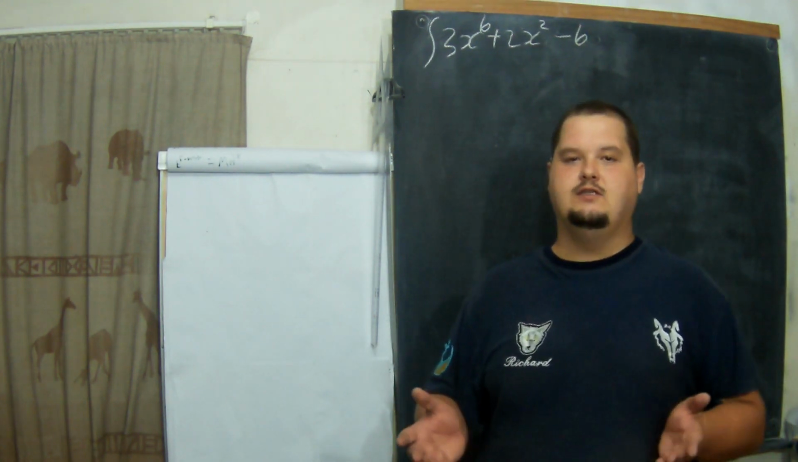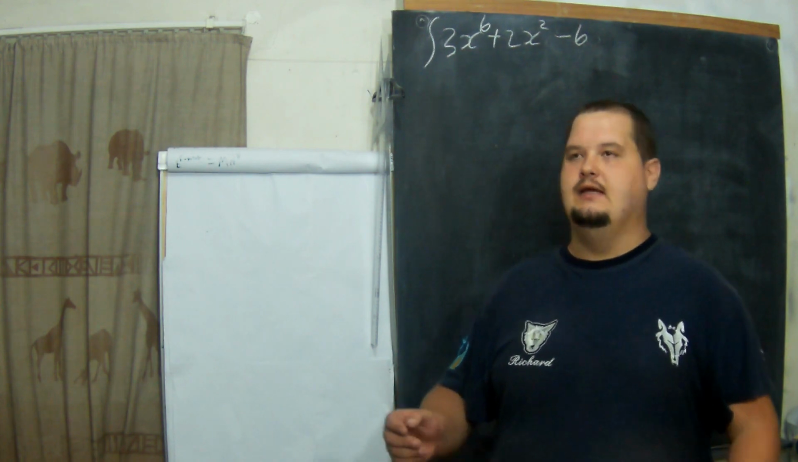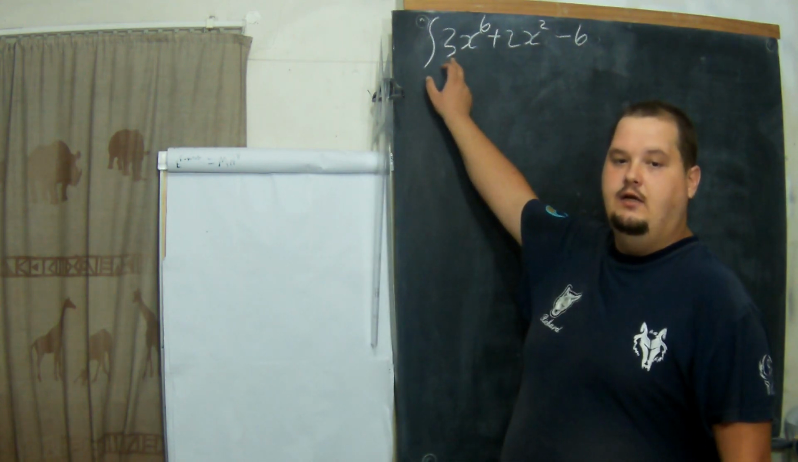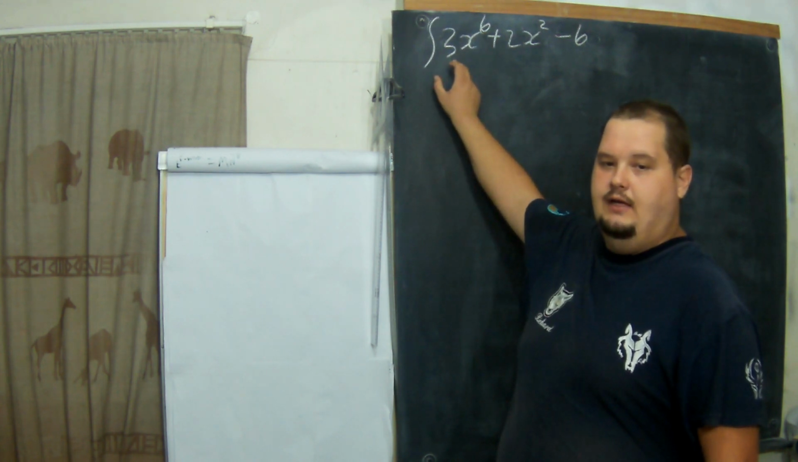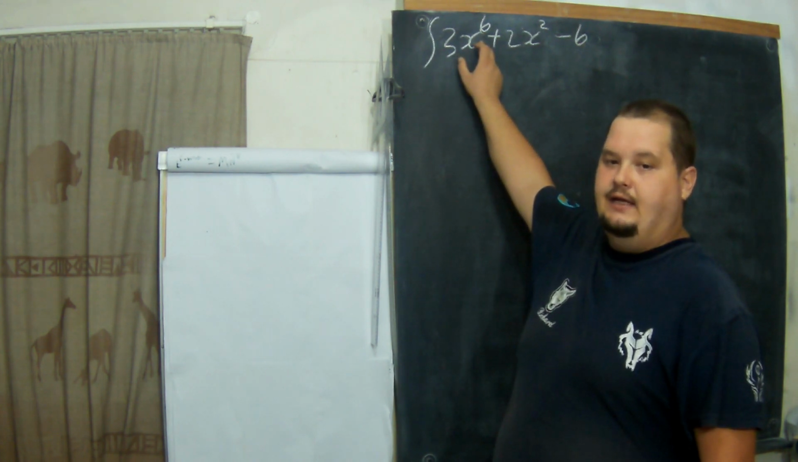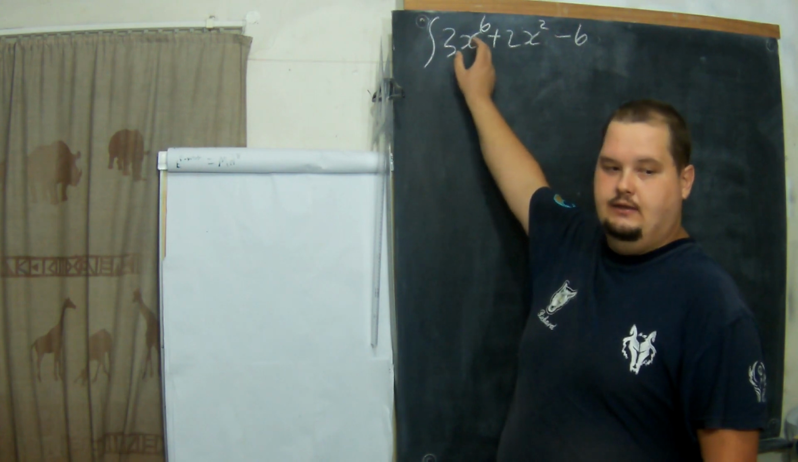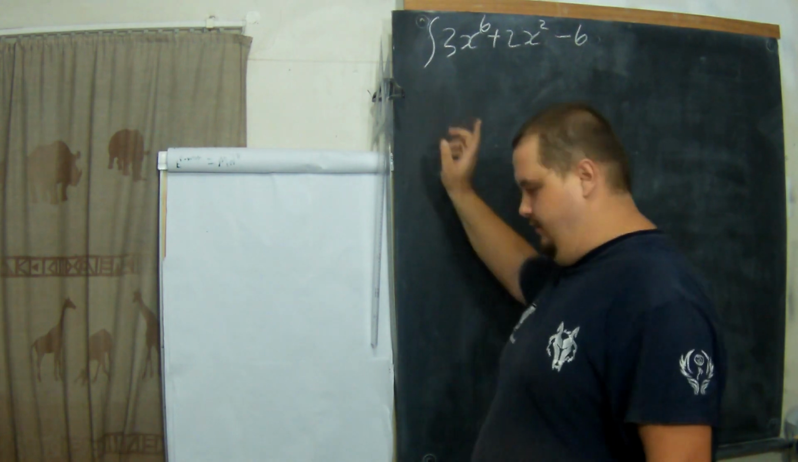The main difference with integration is that you will be dividing, not multiplying. You'll be dividing by your exponent, not multiplying it, and also you'll be adding to the exponent, not subtracting. I will show you how to do that.